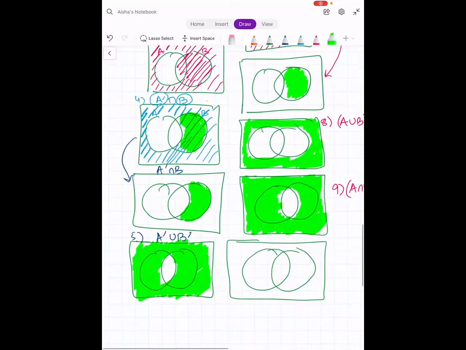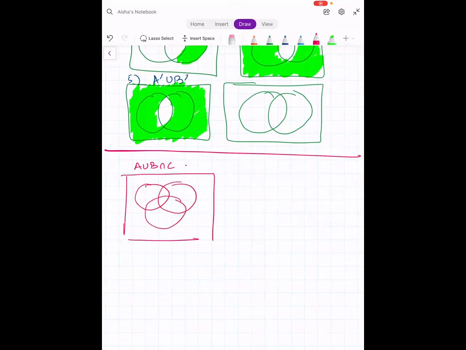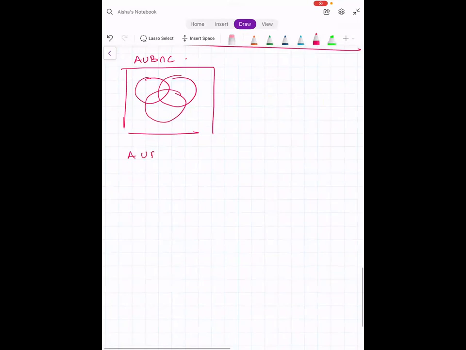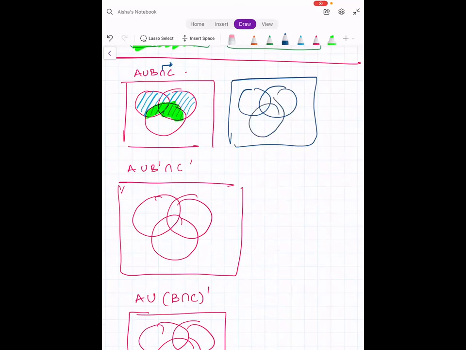Let's talk about the three Venn diagram shading. A union B intersection C. A union B complement intersection C complement. A union B is all of this. From this shading, I have to select the regions which have C in it because it says intersection C, which is going to be this. So my final shading will be just this.